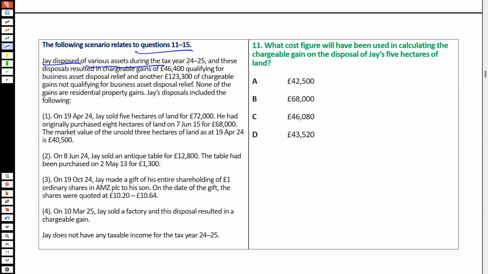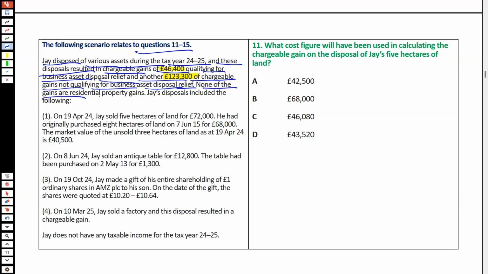J disposed of various assets during the tax year 24-25. And these disposals resulted in chargeable gains of 46,400 qualifying for business asset disposal relief and another 123,000 of chargeable gains not qualifying for business asset disposal relief. So it means there are two types of gains: those which qualify, 46,400, and those which do not qualify, 123,000.